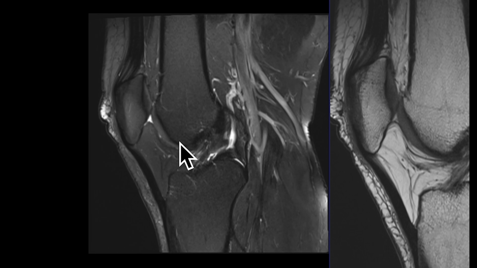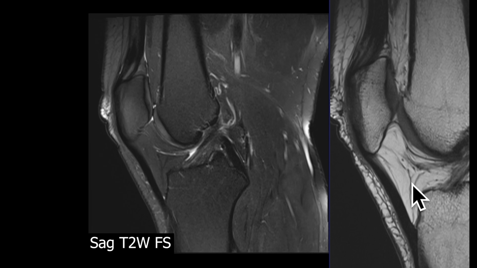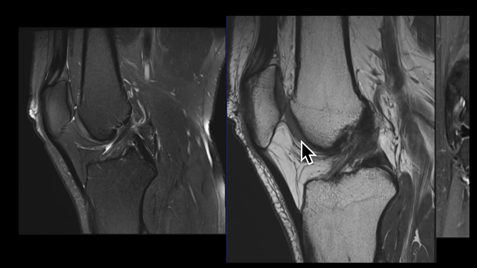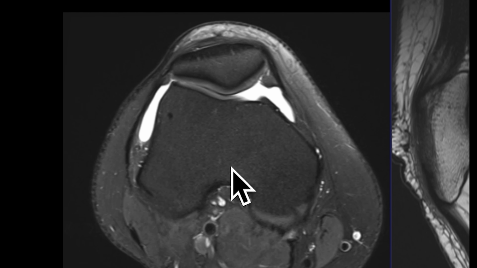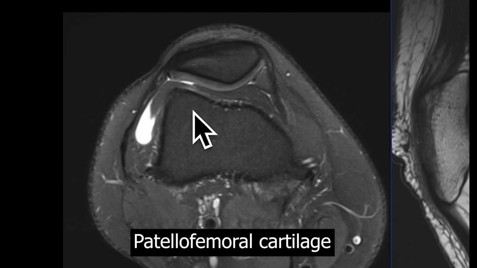You can also see the cartilage pretty well on the T2 weighted images here, which are also fat suppressed, but I think you can appreciate that the distinction is better here on the protein density images. And this is really one of the reasons that we love this sequence very much in MSK MRI imaging. So looking at the patellofemoral cartilage, I think this is really well assessed on the axial images here.